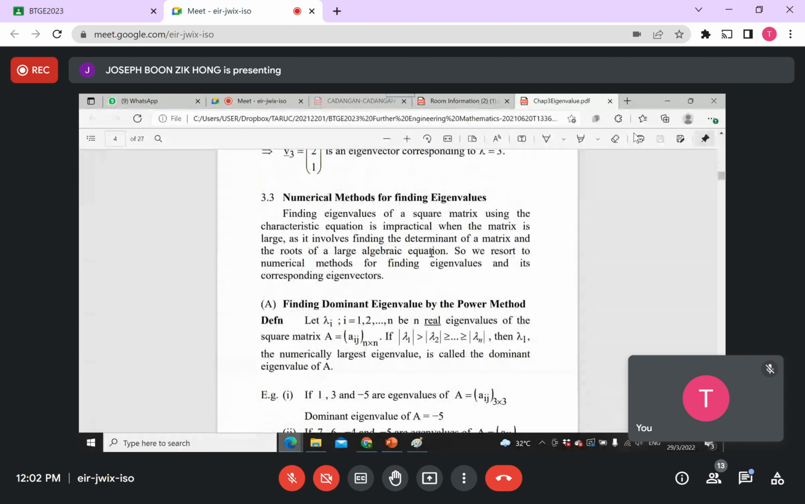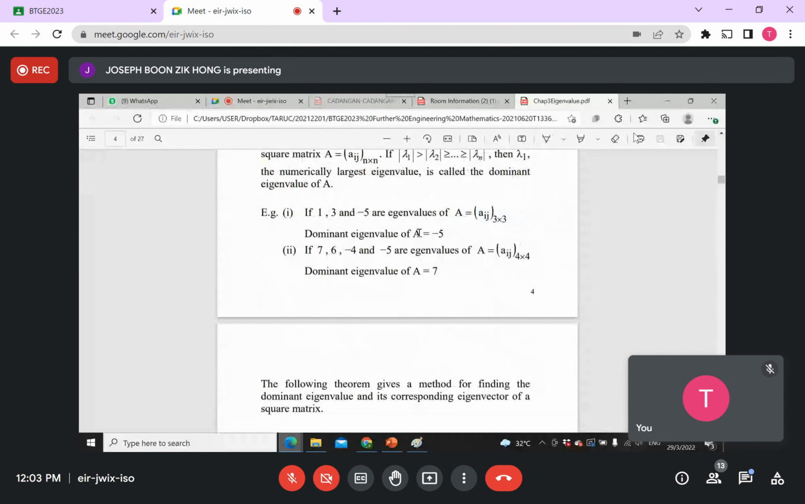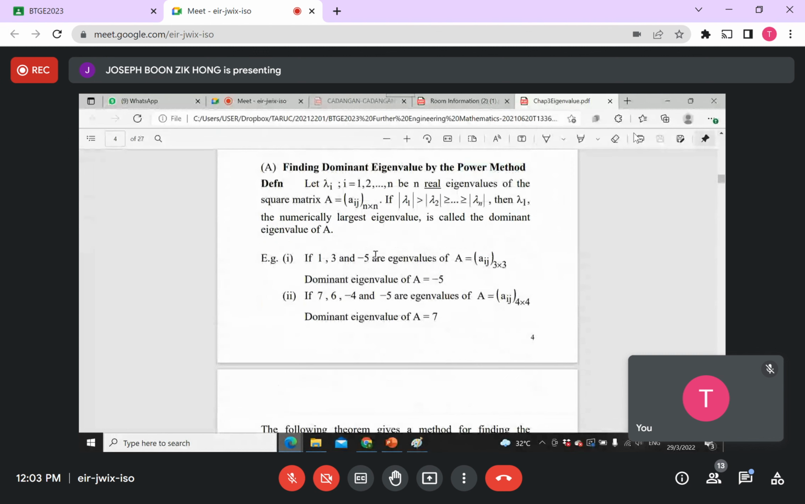The first point is that if you are using the power method, you can only find the dominant eigenvalue. What is the dominant eigenvalue? For example, I have 1, 3, and -5. Which one will be my dominant eigenvalue? The biggest one, which is -5.